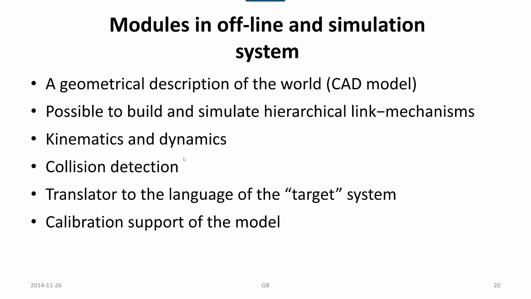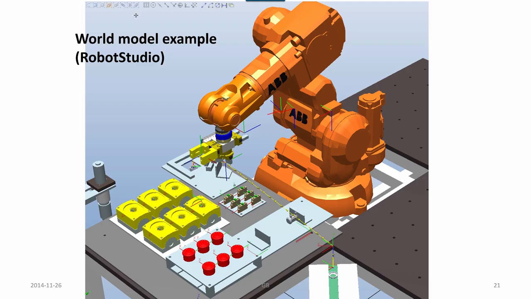We also, of course, can include kinematics and dynamics. We have collision detection. We have a translator to the language of the target system, and any kind of instructions that are specific for the target system. And of course, calibration support of the model. So what we mimic and emulate in the simulator should be the same as in the target system.